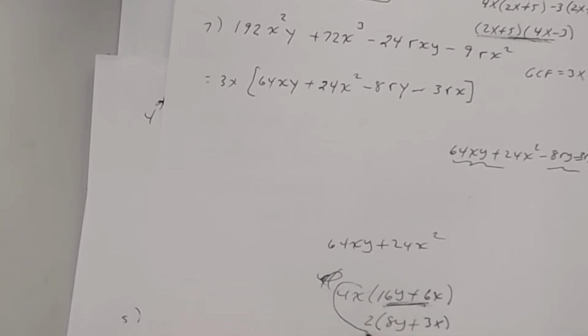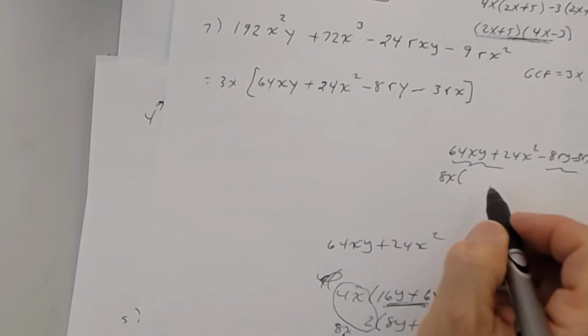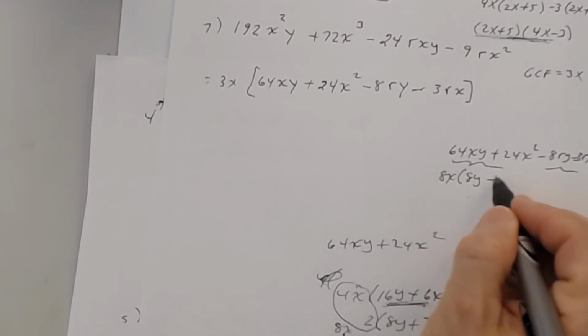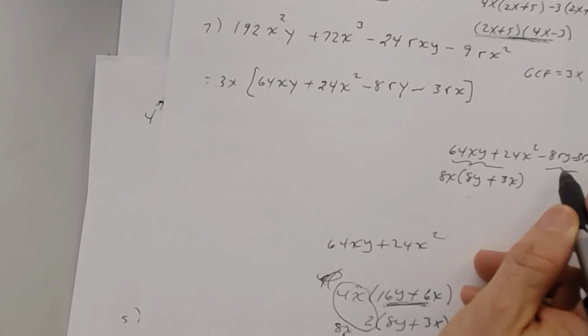So then you would have said, what's 4x times 2? 8x. So the GCF was not 4x. The GCF should have been what? 8x. So you can take out an 8x. And 8x times what? Huh? 8 times what is 64? Y. Plus 3. So 8y, right? Plus 8x times what is 24x squared? 3x. All right.